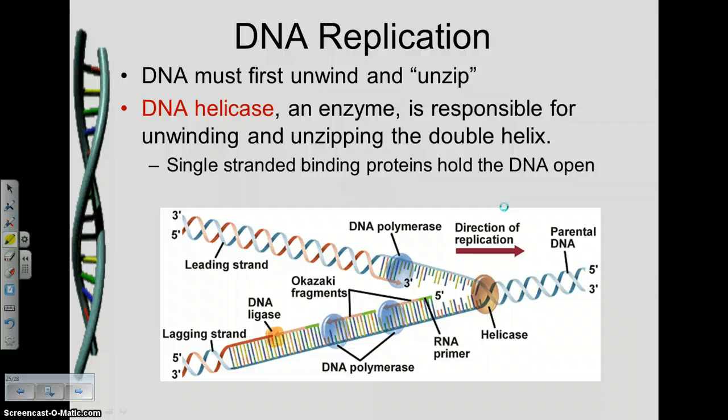Think about a zipper. You have the 2 parts that get split right down the middle. That is done with the use of an enzyme called DNA helicase. I remember that one because it has the helix as the first part of the word, and it's unwinding the helix, so it's not a helix anymore. So it's responsible for unwinding and unzipping the double helix of DNA. And we have these little binding proteins that hold the DNA open so that it can be replicated. But the one you need to know is DNA helicase, which is responsible for unzipping.